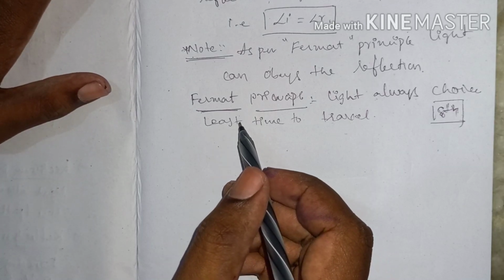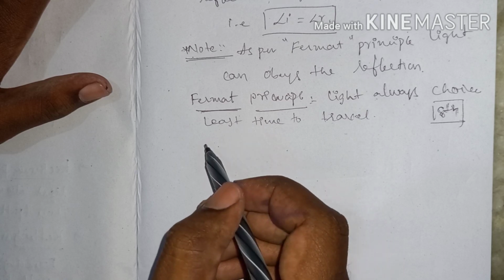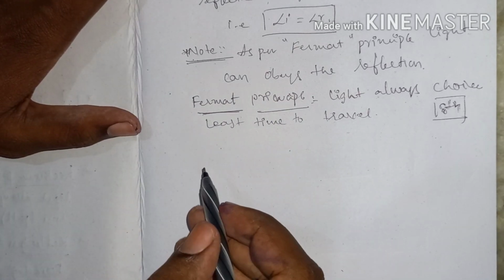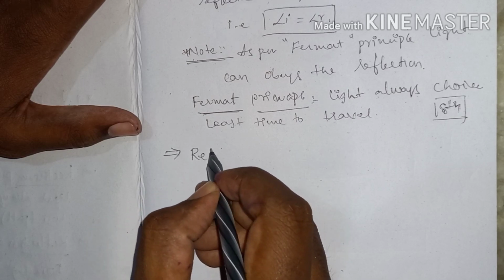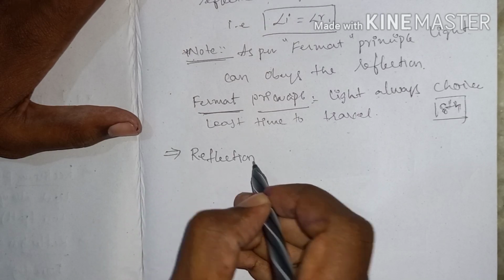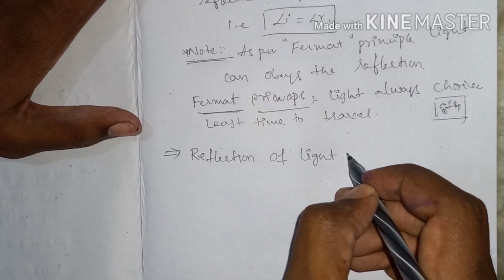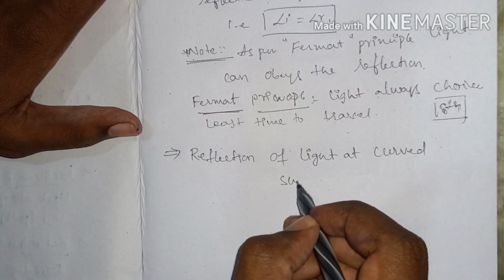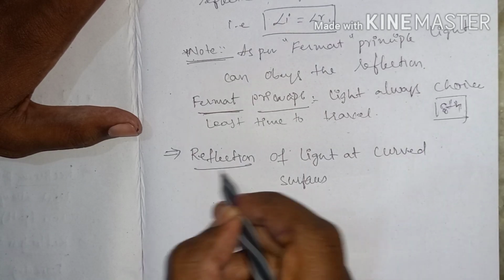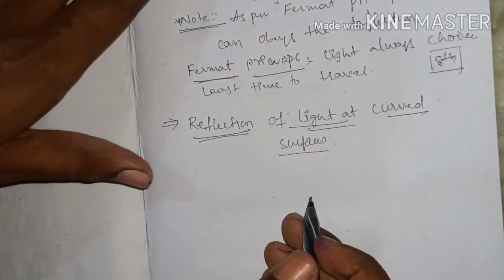Next, you studied in 8th class reflection at plane surfaces. In 10th class, reflection of light at curved surfaces. What is the main chapter now? Reflection of light at curved surfaces. It's a very important and easy topic in our 10th class examination.